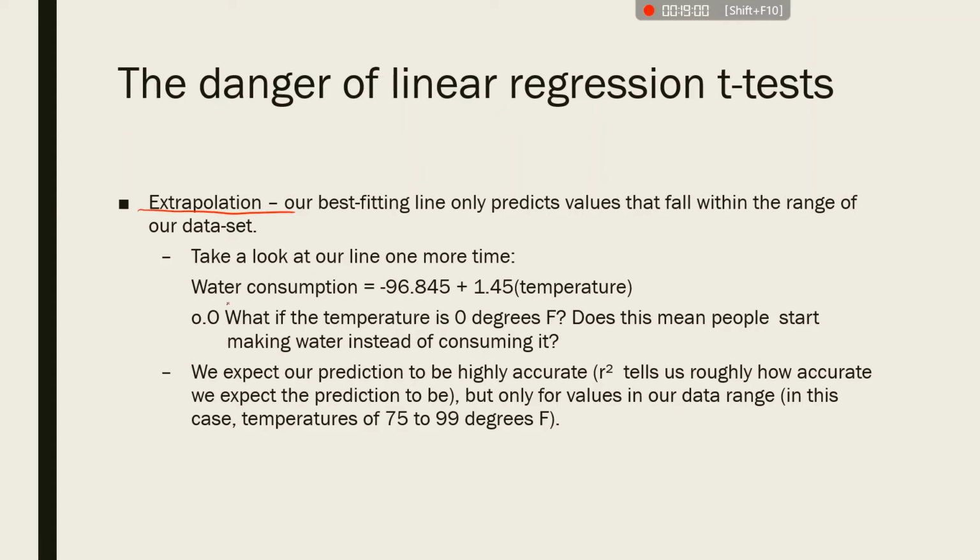We can kind of see that there are problems just looking at the formula. Because if I'm below 0, if I am 0 degrees exactly, then this would be negative 96.8 for my water consumption, which means I created 96.8 ounces of water, which doesn't make sense. So this linear relationship isn't true for all temperatures. It's only true for our temperature range.